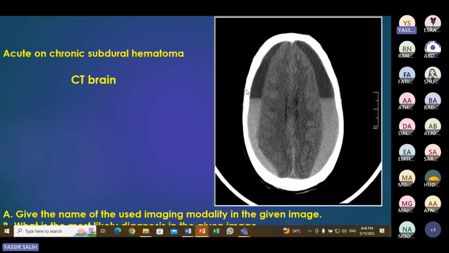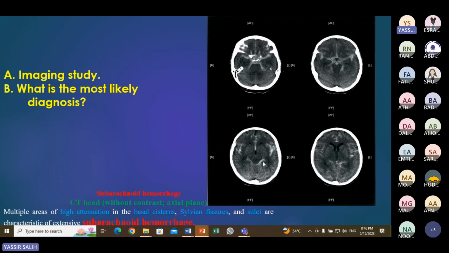And what is this? Bilateral acute and chronic. This is bilateral acute subdural. We have two densities: this is chronic and this is acute, and this is chronic and this is acute. Both have, as you know, the feature of concavity of the inner margin, acute and chronic.